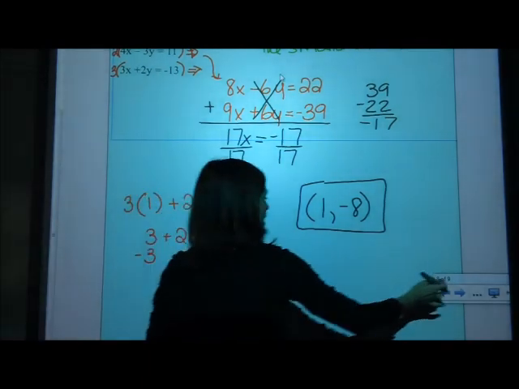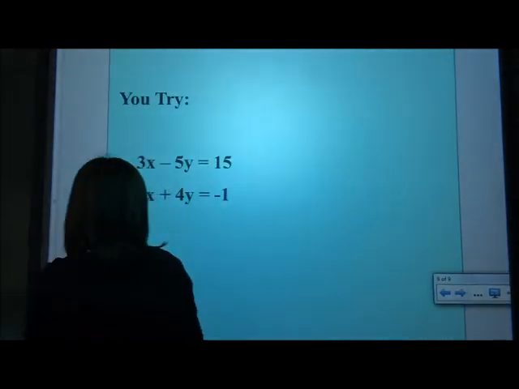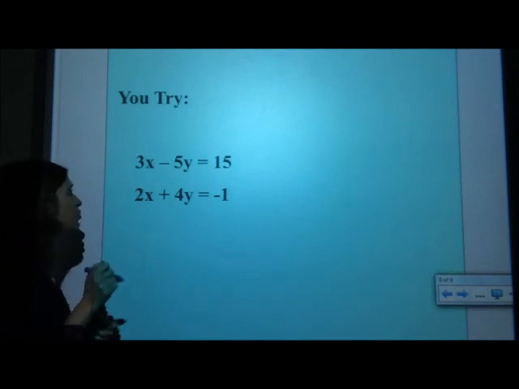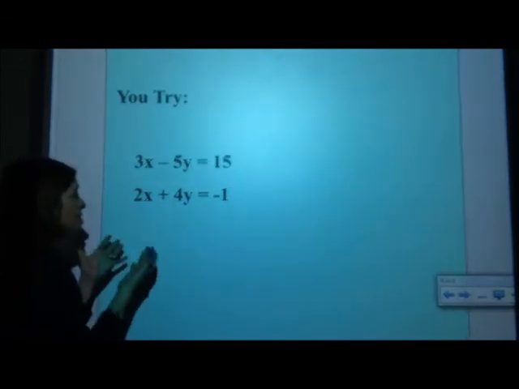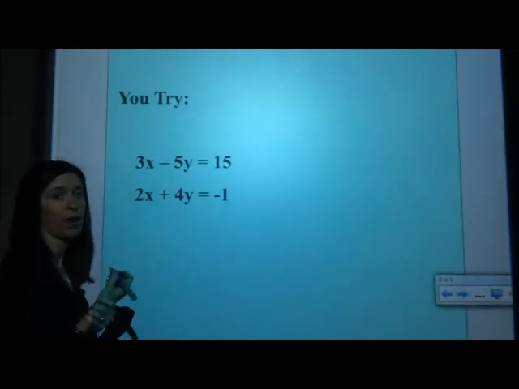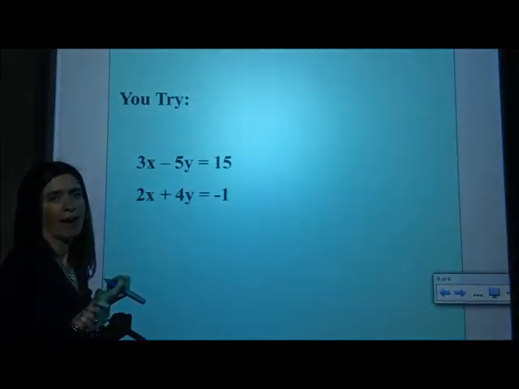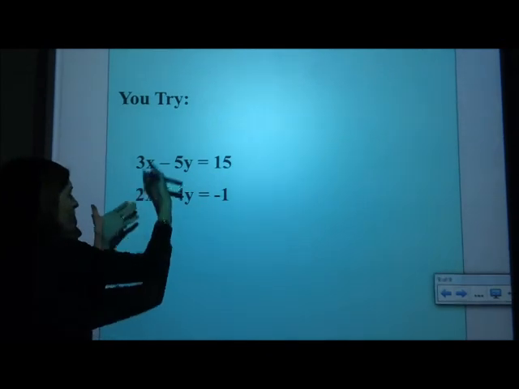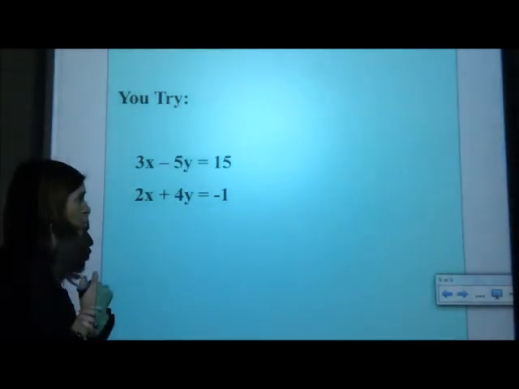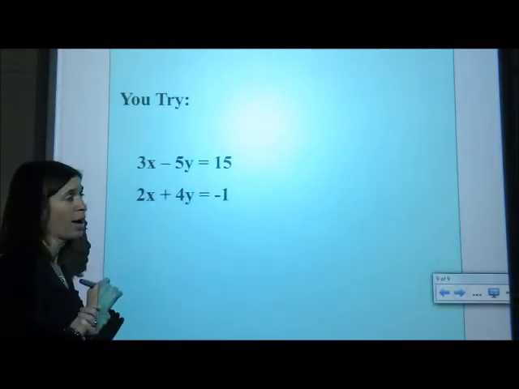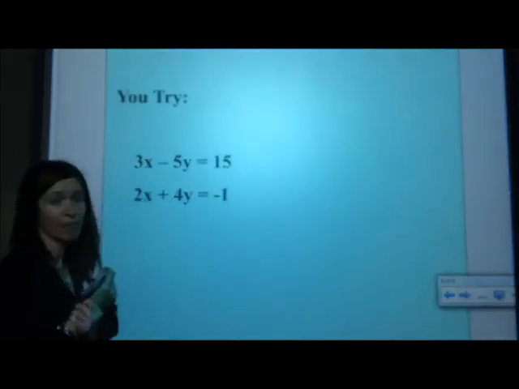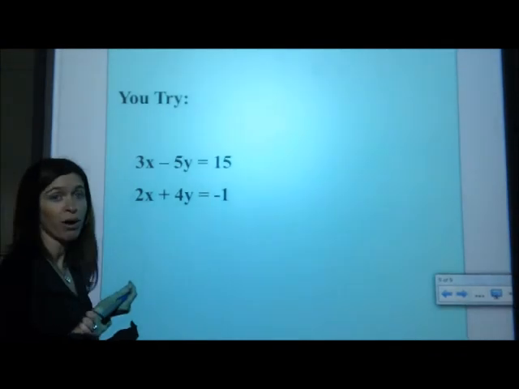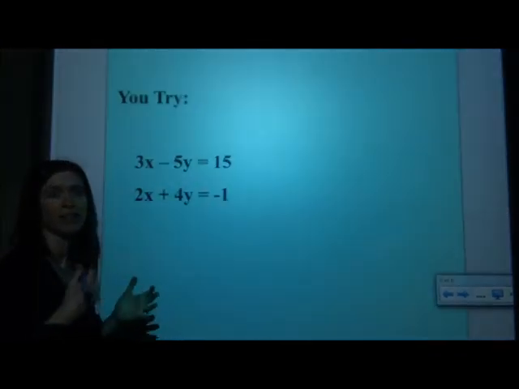Okay? All right, last bit I want you to try. 3x minus 5y equals 15. 2x plus 4y equals negative 1. This is a scenario where you have to multiply both equations by a number because none of them are the same number. And we can't make them the same number without multiplying both equations. I'd like you to try this, finish it up, and bring it into class, and we will start here tomorrow. And then we're going to practice, practice, practice, okay?